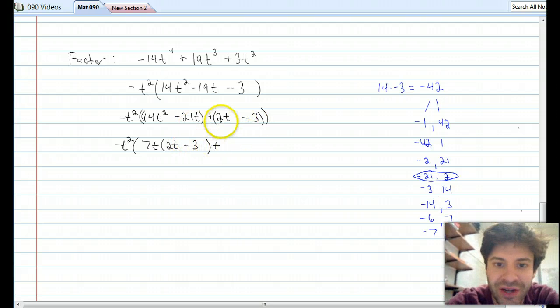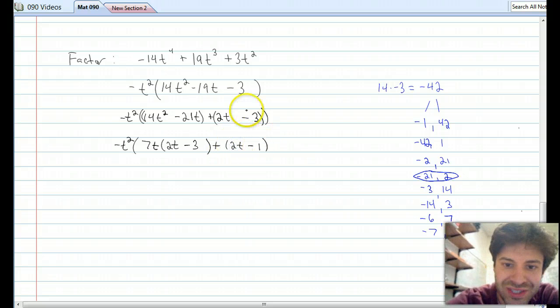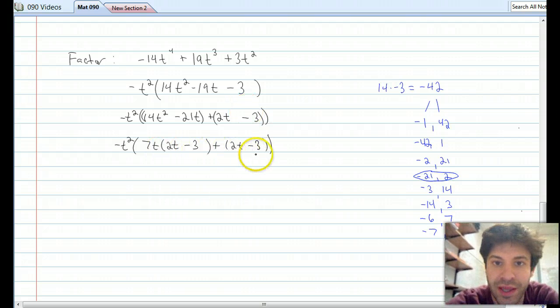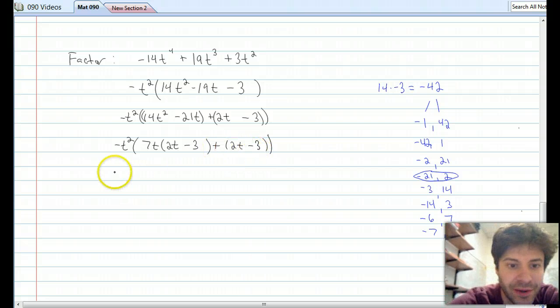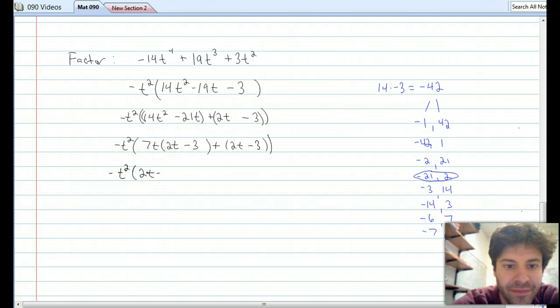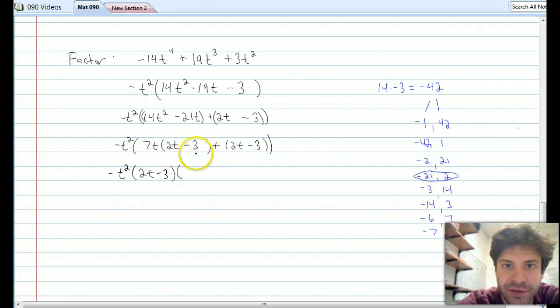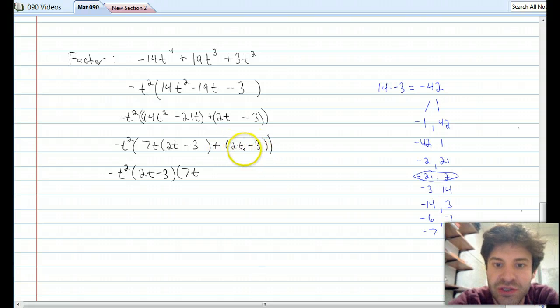It doesn't look like we can factor anything out of this group of parentheses here. Technically we would factor out a 1, I guess you could say, but we can't really write it any differently. We have a 2t minus 3. Now, we have two terms, and they both have a 2t minus 3 on them. So that means we can pull a 2t minus 3 out of each one of those two terms. And what's left from the first term is a 7t. And what's left from the second term when you divide this 2t minus 3 out is just a 1, or a plus 1.